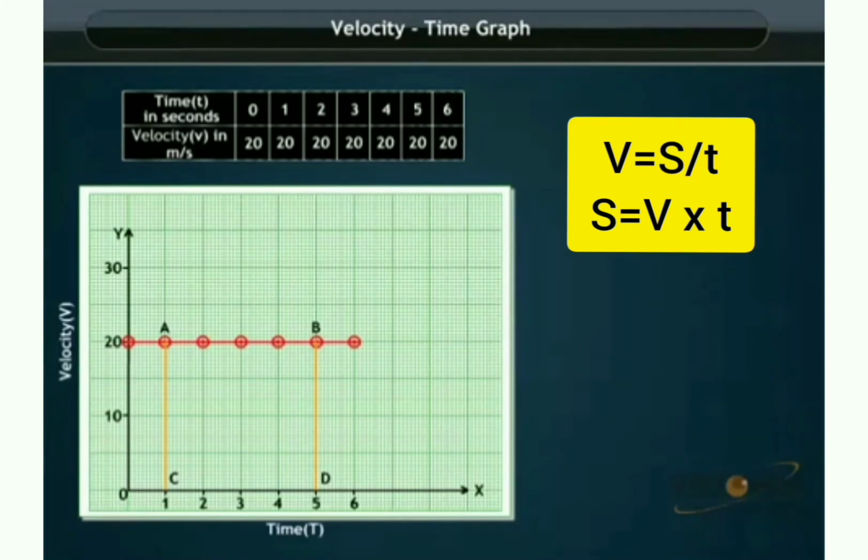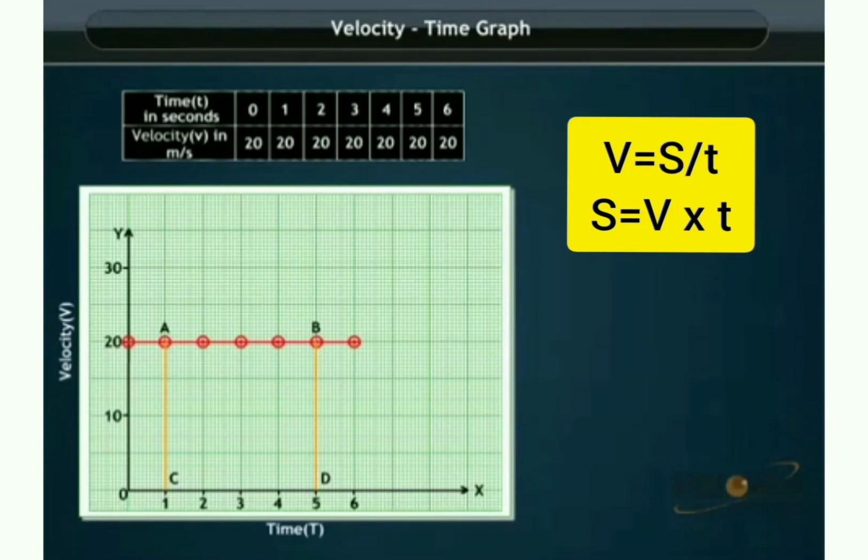Then displacement equal to velocity into time. In other words, the product of velocity and time gives the displacement of the moving object in that time. Magnitude of displacement is equal to the distance covered by the object for motion along a straight line. Hence, the area enclosed by the velocity time graph can be taken as the distance covered by a moving object.